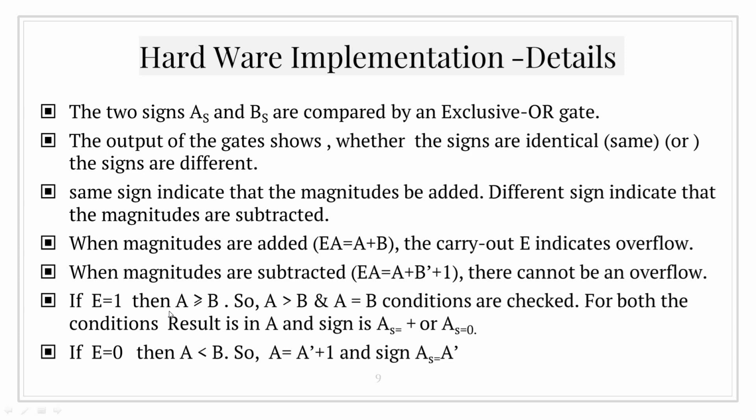If E equal to 1, then A is greater than or equal to B. So, A greater than B and A equal to B conditions are checked. For both the conditions, result is in A and sign is in AS, plus or AS equal to 0. If E equal to 0, then A is less than B. So, A equal to A bar plus 1 and sign AS equal to A bar.